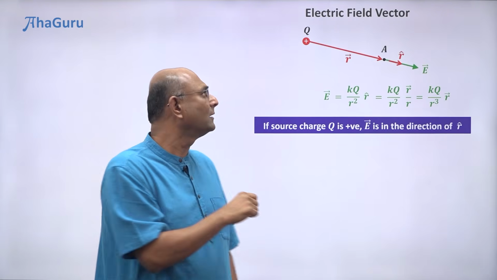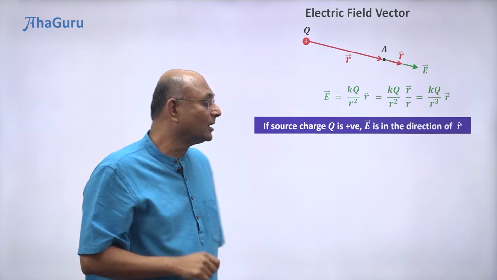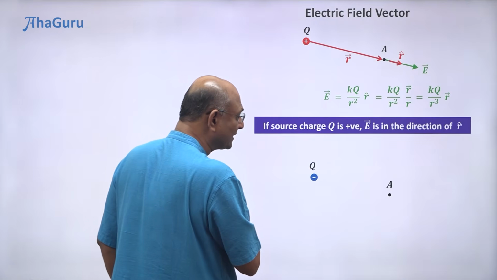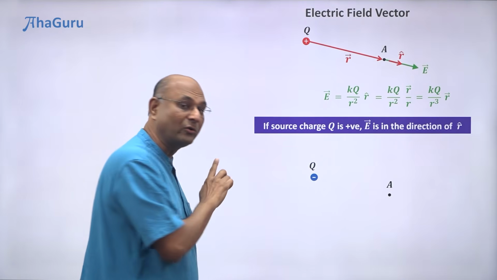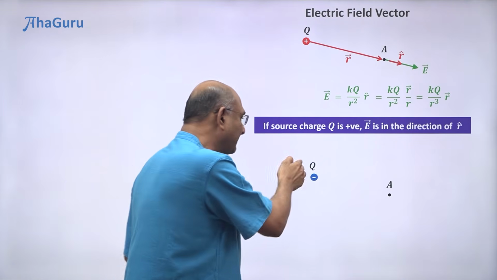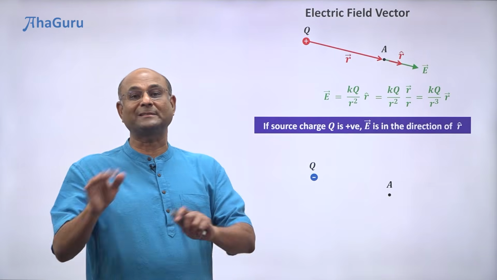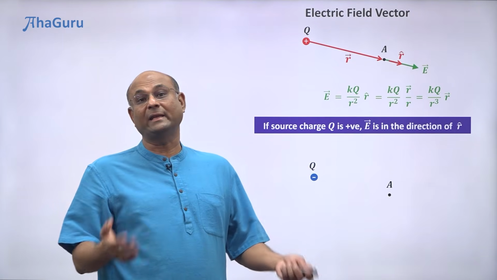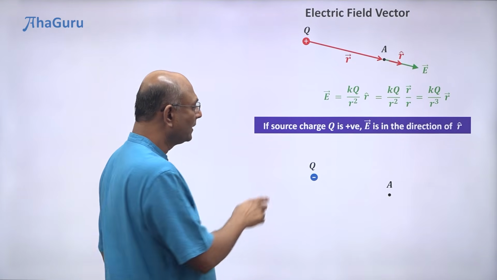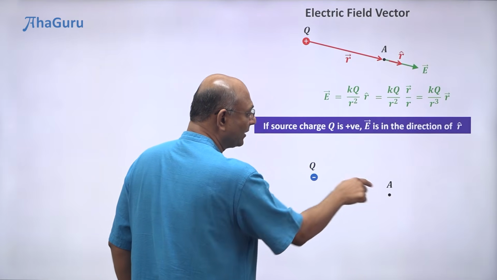What if I had a negative charge? So let us see. I have a negative charge q here. I'm going to call it q. I'm not going to call it minus q. It just happens to be negative. So q itself is negative. So q could be minus 2 microcoulomb. At A, I want the electric field.